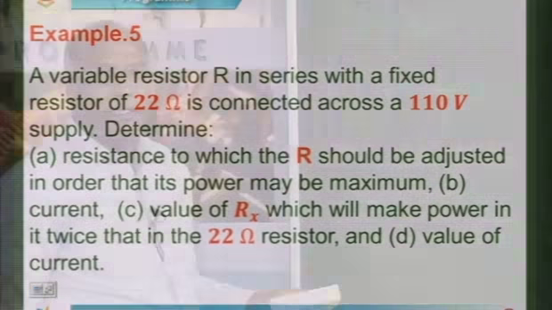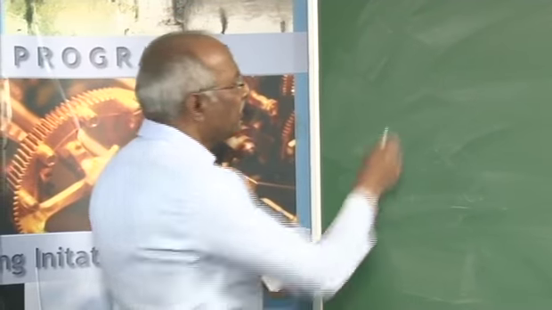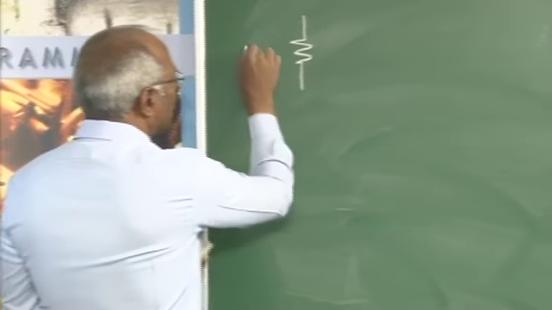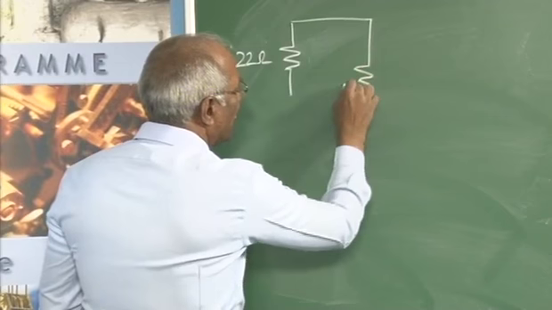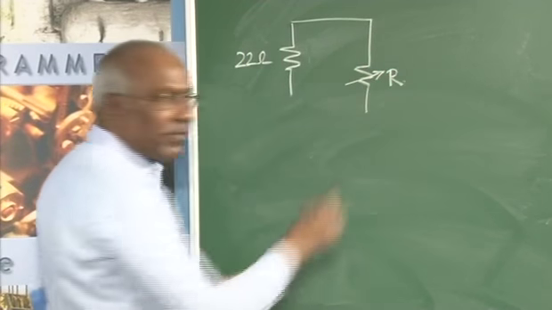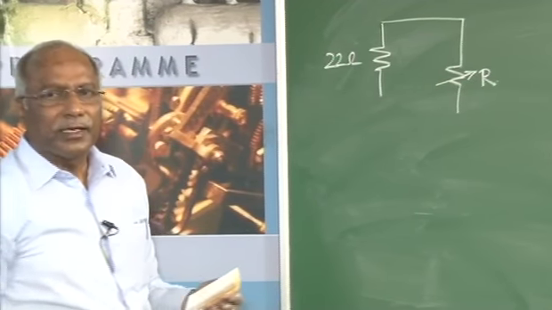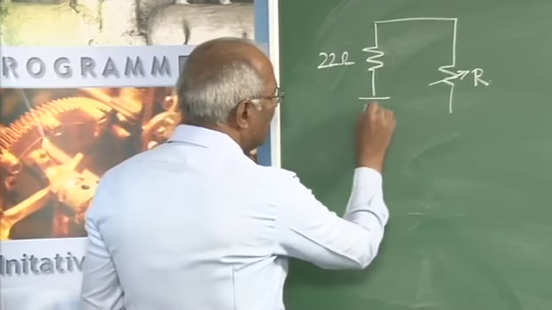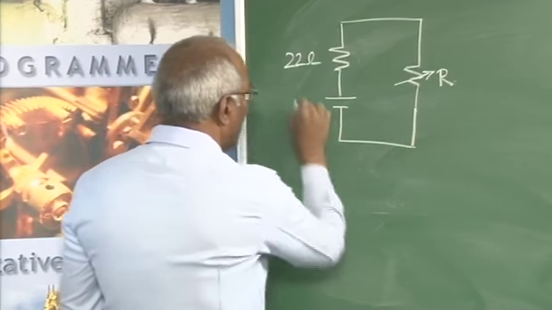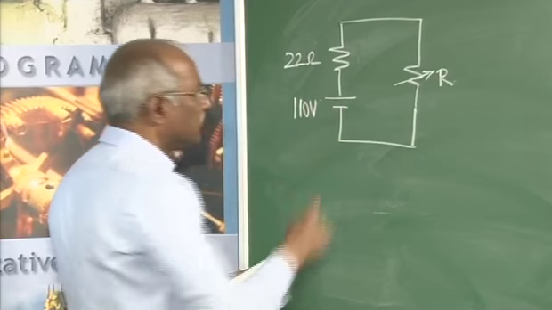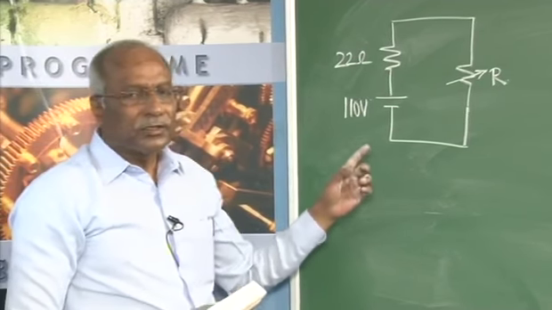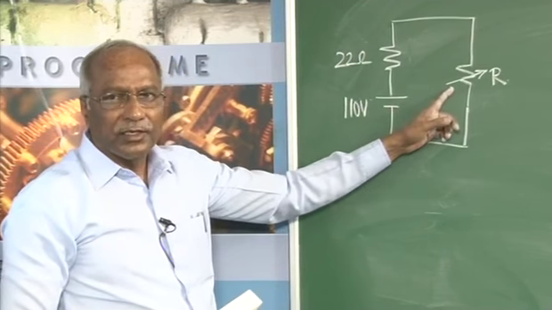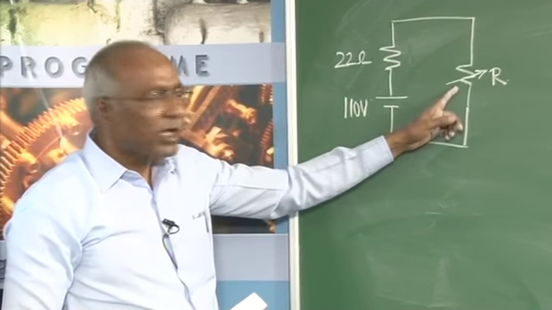a variable resistor R with a fixed resistor of 22 ohm, this is 22 ohm, and this is the variable resistor R, is connected across a 110 volt supply. This is nothing but the 110 volt supply. Determine the resistance to which R must be adjusted so that the power in that is maximum.